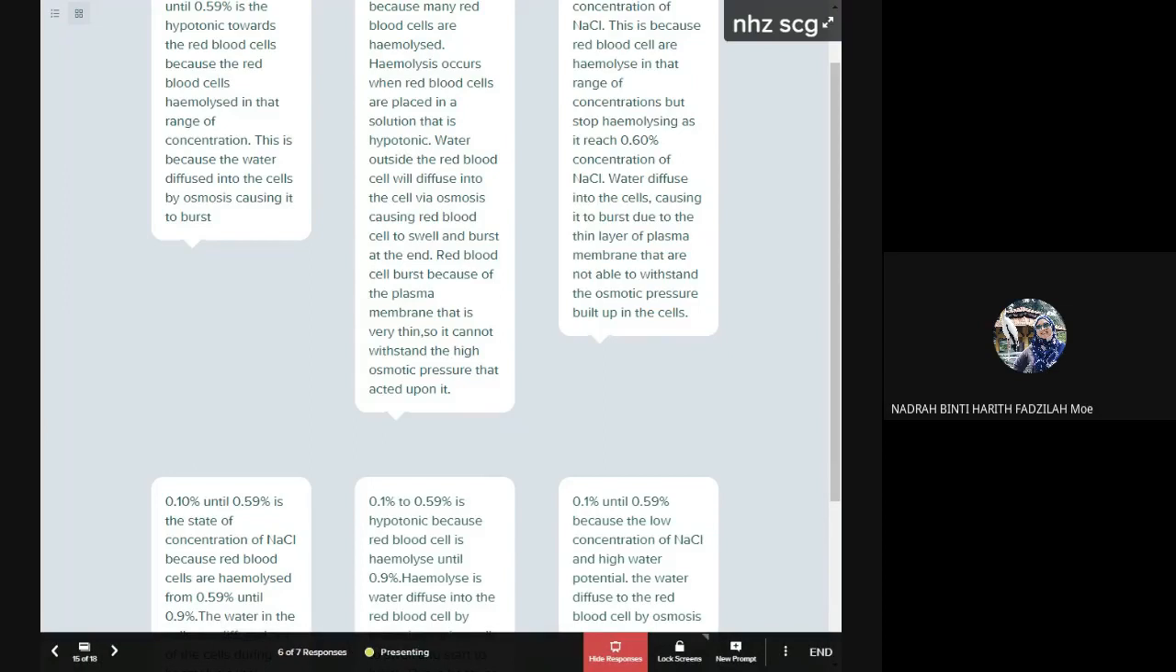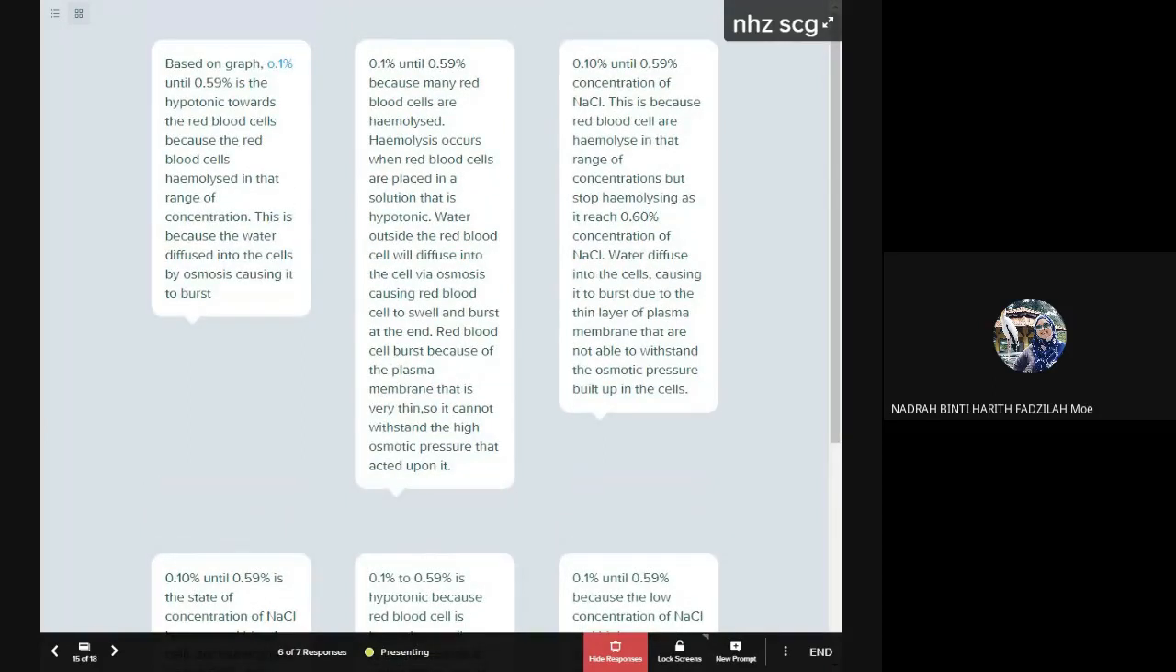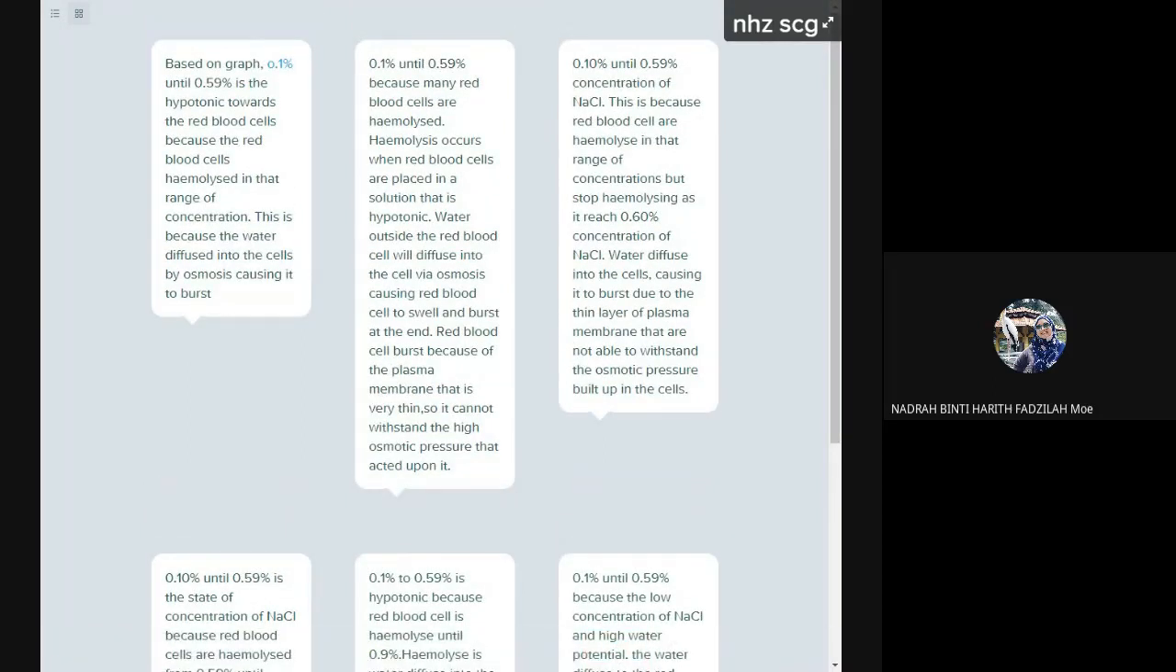Okay. So let's take a look at your answer. Very good. So from 0.1 to 0.59, red blood cell undergo hemolysis, water diffuse into the cells atau water diffuse into the red blood cell by osmosis, causing the red blood cell to swell and burst. Okay, good. Dah dapat 3 markah dah kat situ.